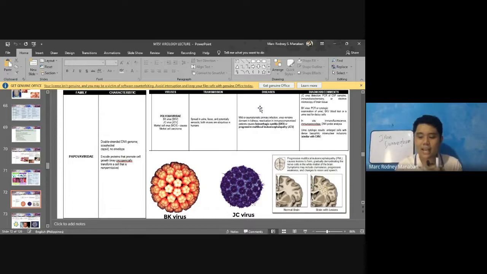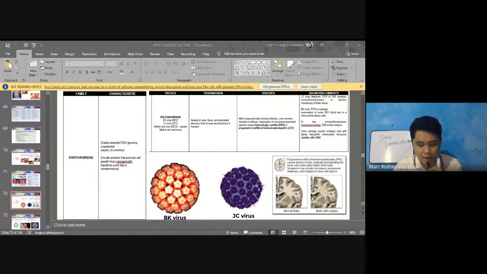For BK virus, PCR and cytologic examination of urine, where you look for decoy cells, the affected cells, in situ immunofluorescence, and also immunohistochemical techniques and DNA probe analysis. So that's for your Polyomaviridae, the JC virus and the BK virus. Again, these are really uncommon infections, and usually the symptoms or complications are intense in your immunocompromised patients.